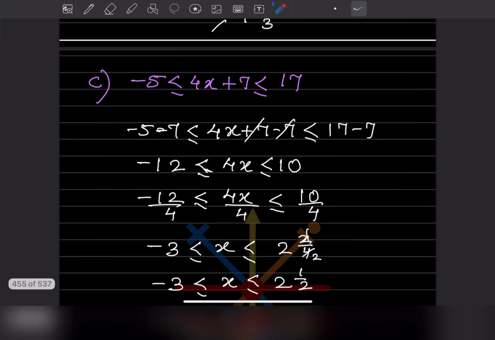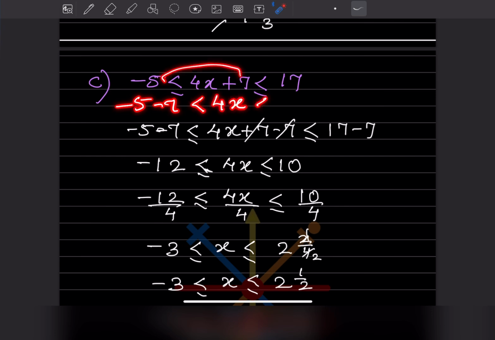Or you can also do the second way. Instead of doing this step, you can take this on this side, that is going to be minus 7. Again here plus 7. If you are taking here, that will be this side, that is going to be minus 7. And in between, it should be like this, minus 5 minus 7, because you are bringing it here, it is going to be minus 7. This 4x will be as it is. This plus 7 will go here, so that is going to be minus 7. You can also put this step instead of putting this one if you get confused with this plus 7 and minus 7.